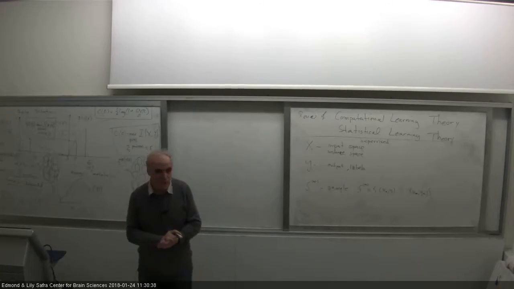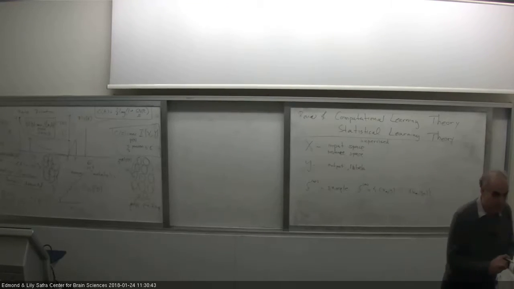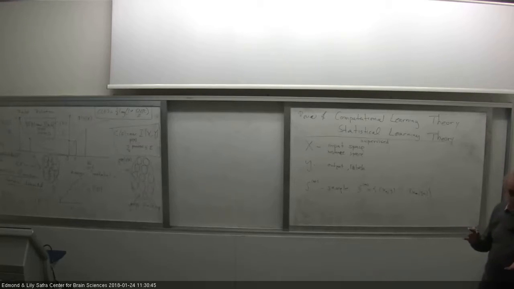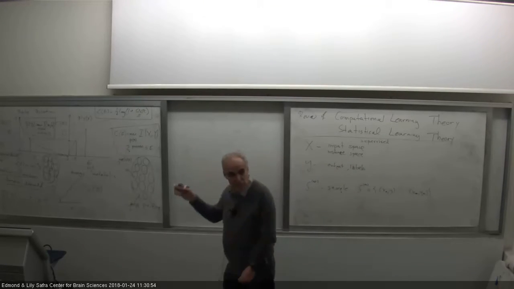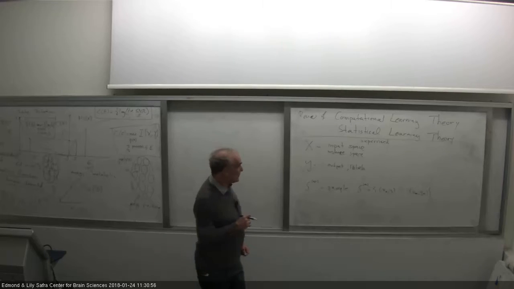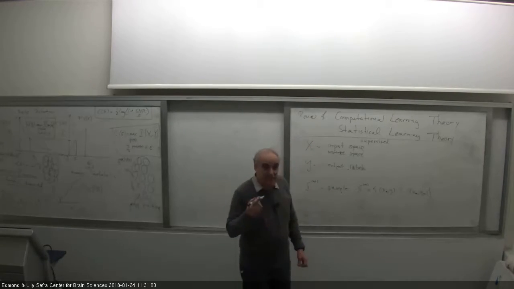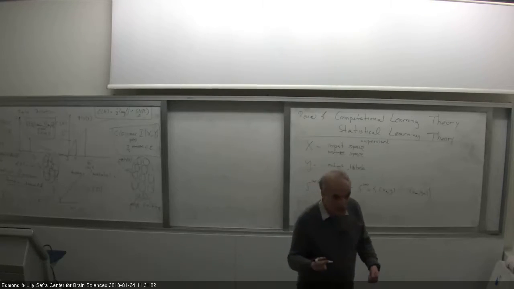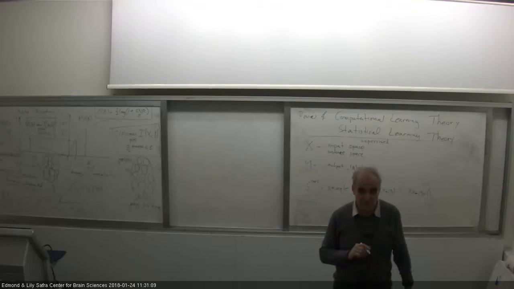This label may be accurate or non-accurate. It can be noisy. It can be all sorts of things. I may also get partially labeled data, some patterns with the label, some other patterns without the label. This is what we call partially labeled or semi-supervised, and there are all sorts of variations on this. Now the point is that I'm interested in an algorithm, which is a computational procedure, which takes a sample and generates what we call a hypothesis for the rule.